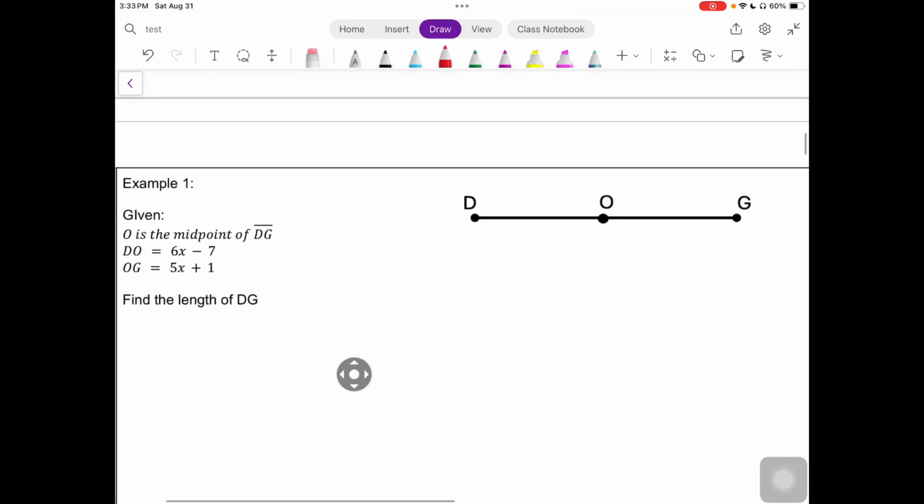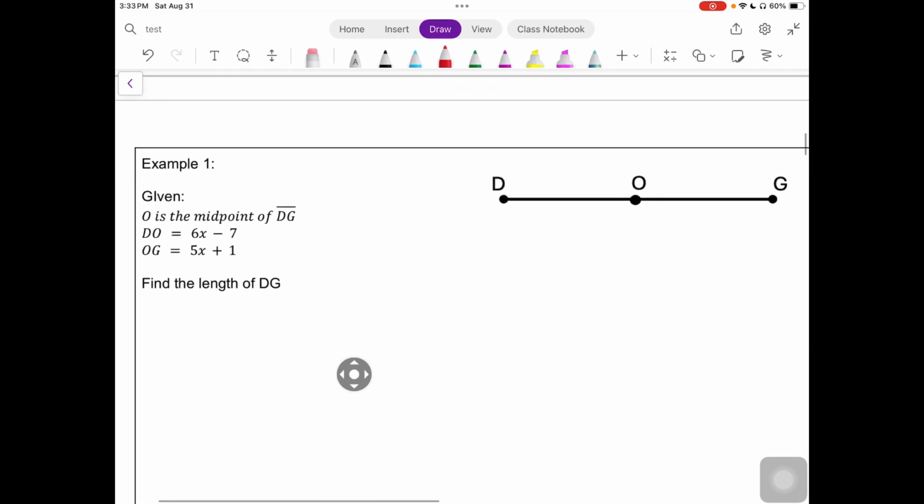So we have here, example 1: O is the midpoint of DG. Now, when I look at this, the first thing that I want to do is mark on my paper that I know O is in the middle, so I know that these two segments are going to be the same length. Now, I can go back through what we did in the last video. DO is going to be 6x minus 7, and then OG is going to be 5x plus 1.